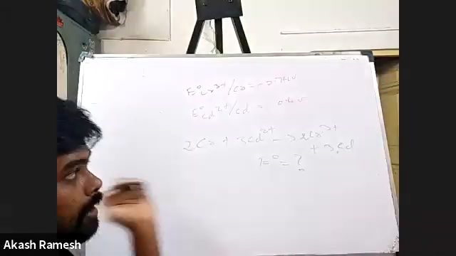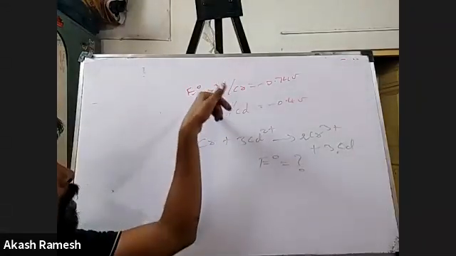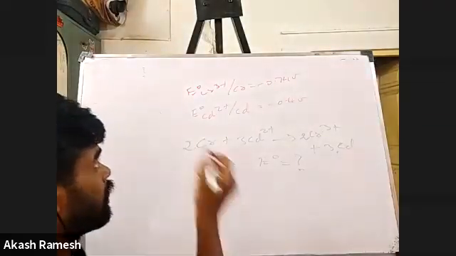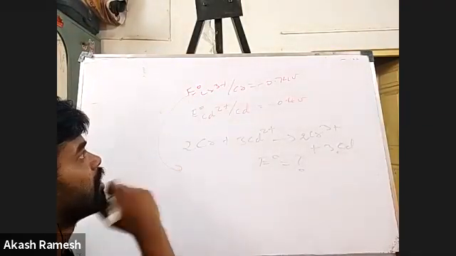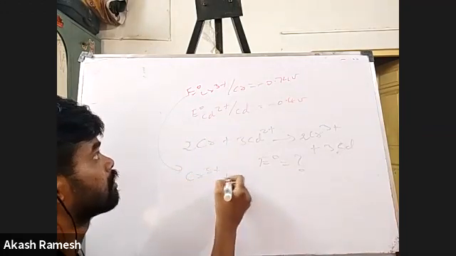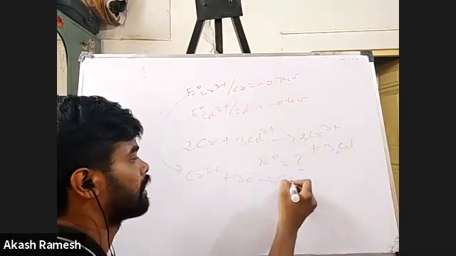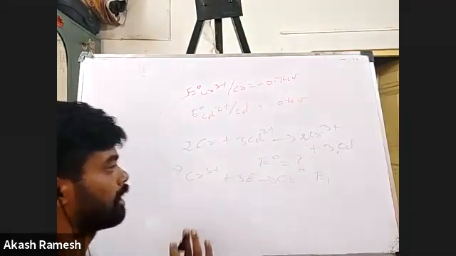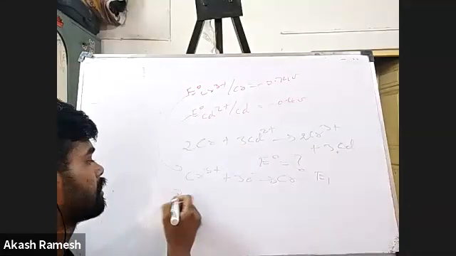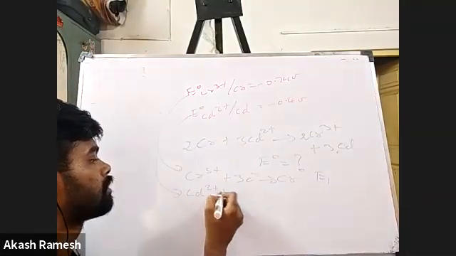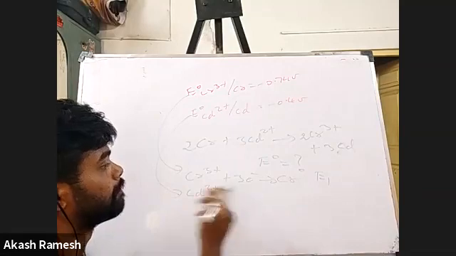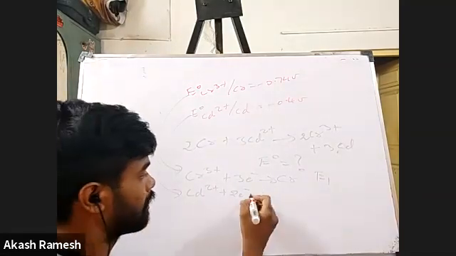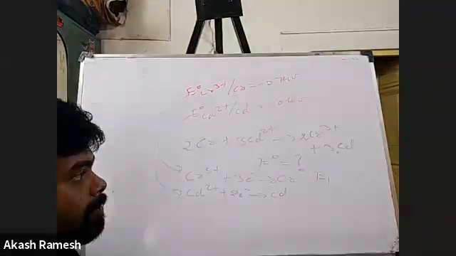Now it's very simple. Let me write the given equations first, and then we'll go for this. Cr3+ + 3 electrons gives Cr, and the E naught value is given for this. I'll call it E1 naught. For this, Cd2+ + 2 electrons gives Cd.